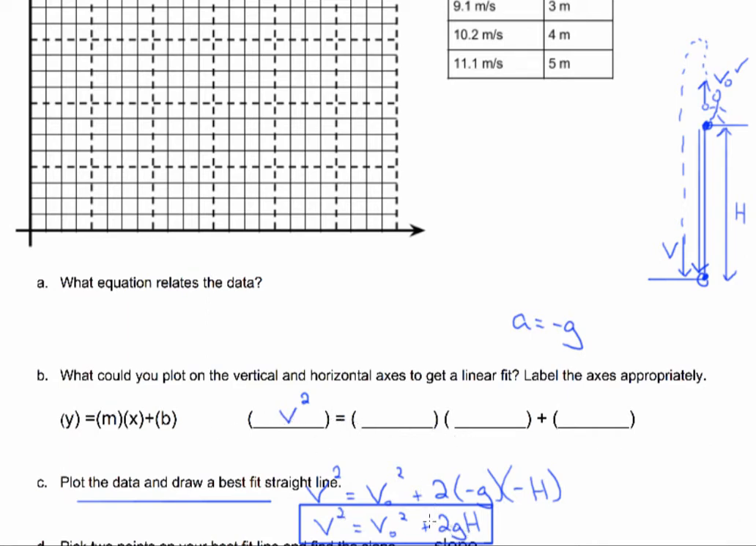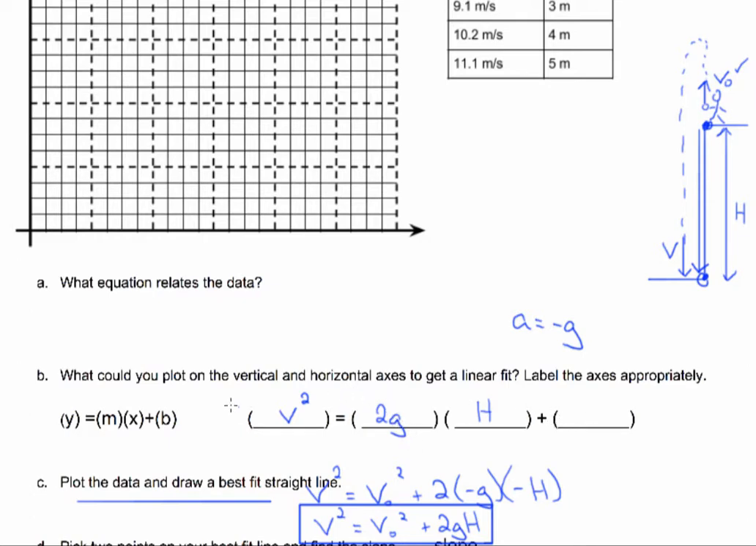My x, let's see, I can't make x v naught squared. This is the same every time. This is not changing. This cannot be x. X has to be something that's changing. There has to be different data points for x. The only other thing that was changing was h. So h here could be my x. And that means the slope is always everything multiplying the thing you called x. So we called h x. That means 2 times g would be my slope. My slope's going to represent 2 times the magnitude of the acceleration due to gravity.